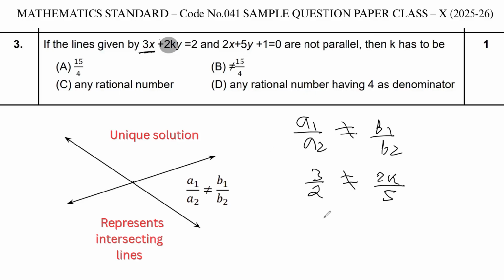Now, if I do cross multiplication, this is what we get: 4 times k is not equal to 15. That implies k is not equal to 15 over 4. This is not equal to, right? So now look into the options. The question here is that k has to be any real number except for 15 over 4.